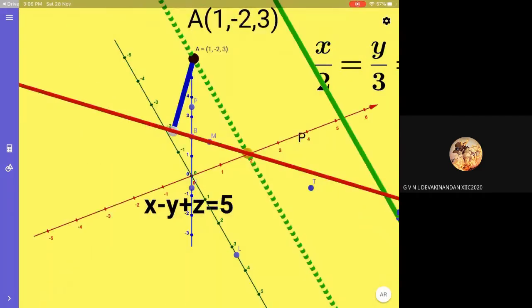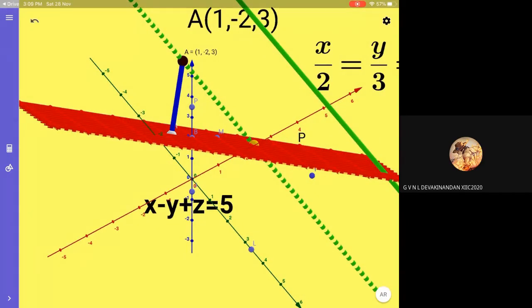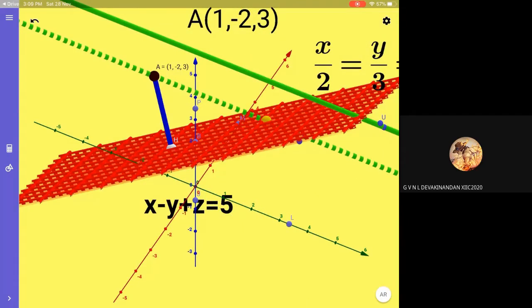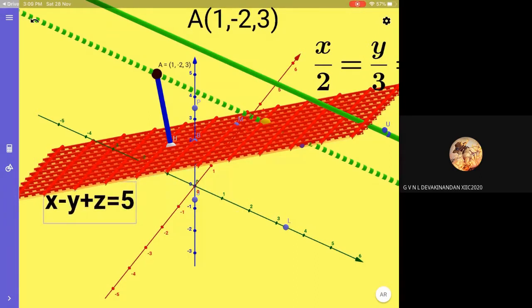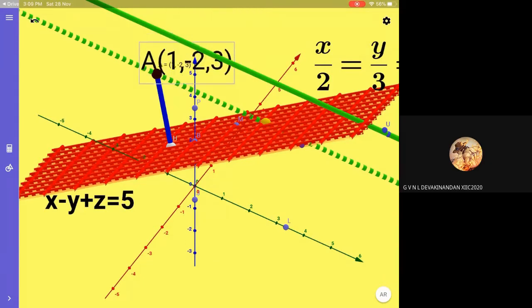I've just made a graph. Okay, I hope you can see this. The plane I have drawn is the red colour plane, and you can see the equation of the plane is x minus y plus z equal to 5. And find the distance of the point A (1, minus 2, 3). That black colour point is our point as given in the question. And the distance of the point from the plane measured parallel to the line.